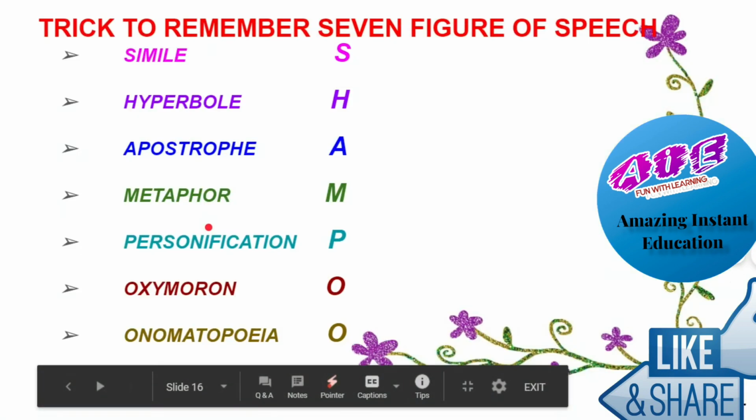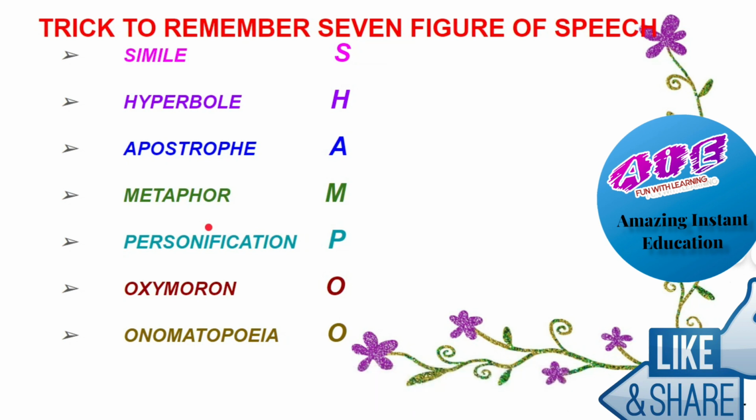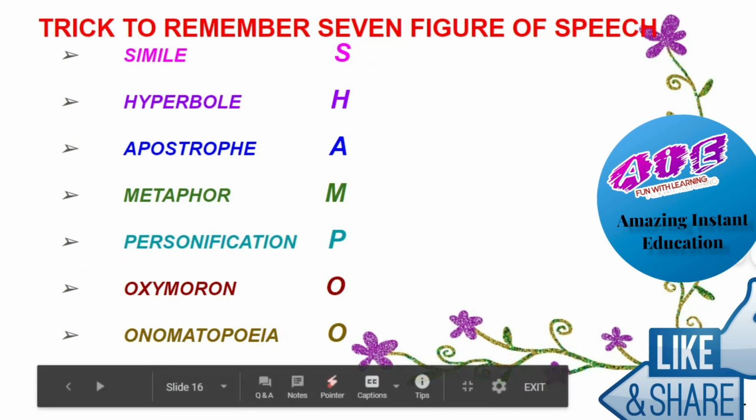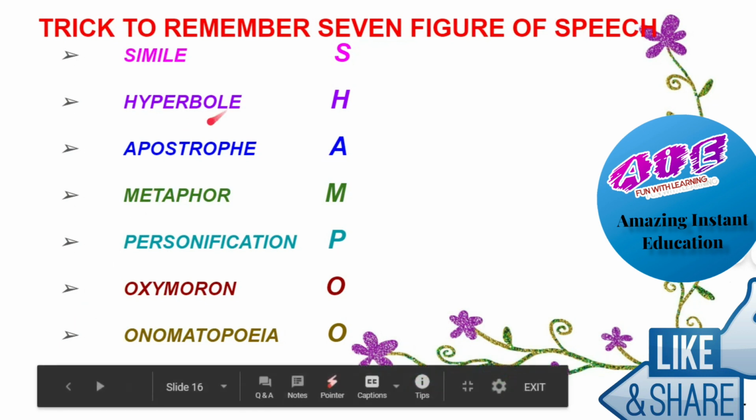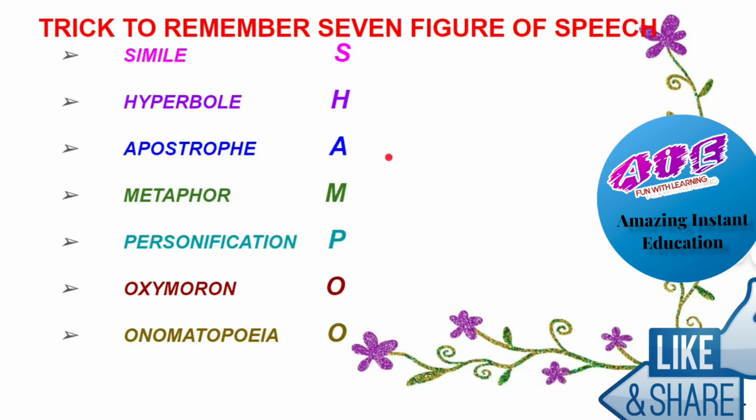Now, I will share a trick to remember the 7 figures of speech. Let's arrange the 7 figures of speech in a specific order and take the first letter. In simile, S is the first letter. Hyperbole, H is the first letter. In apostrophe, A is the first letter. Metaphor, M is the first letter. In personification, P is the first letter.